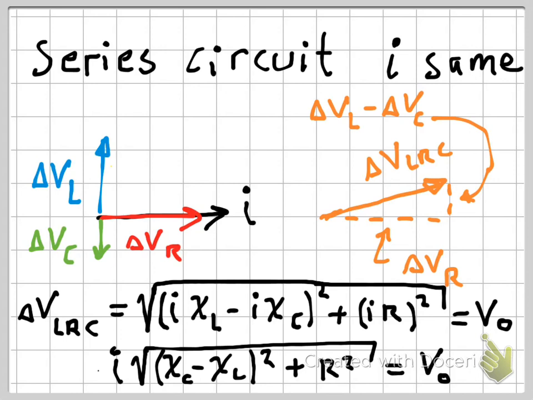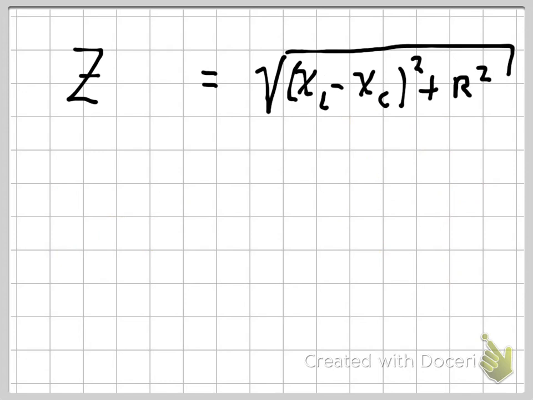If we pull out the peak current from this diagram, I should write it I naught, since we said that I naught is the peak current. If we pull the peak current out of this equation, then we can find the impedance of the circuit. The impedance is defined as the peak voltage divided by the peak current. So clearly the symbol for impedance is Z, so Z is going to be the square root of the inductor reactance minus the capacitor reactance squared, plus the resistance squared.